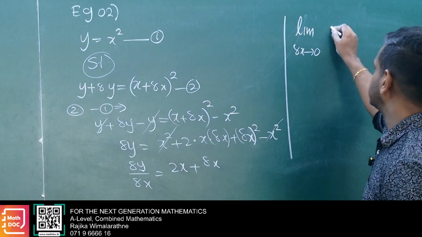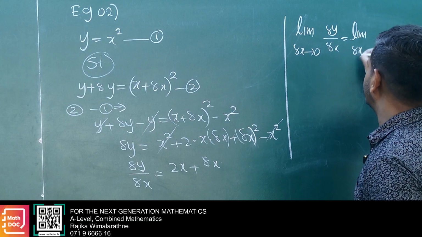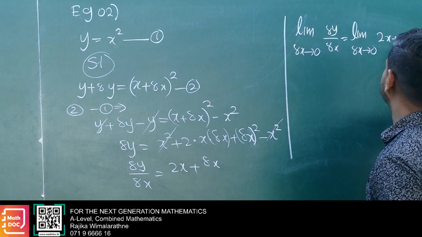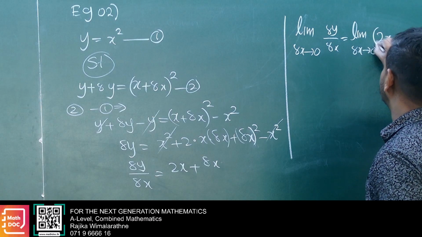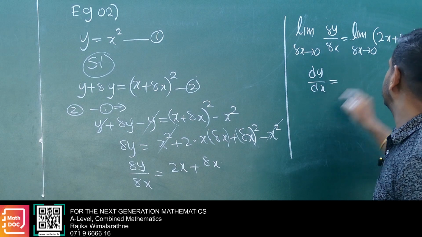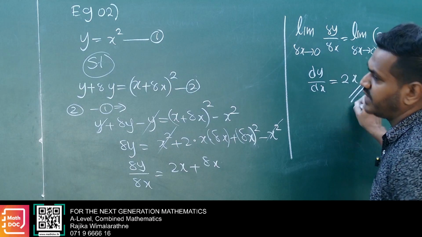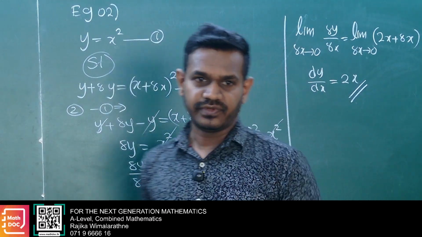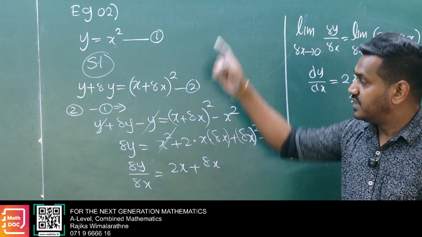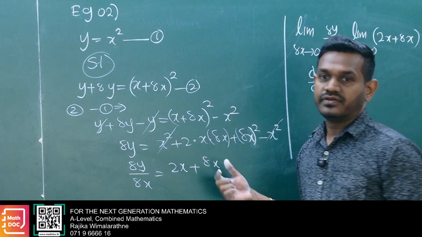Delta y over delta x equals limit delta x goes to 0 of 2x plus delta x. Then you say this is dy over dx, dy by dx. Then here delta x is 0, so the result will be 2x. Therefore, the derivative of x squared is 2x. This technique is a little hard, but we have direct techniques to differentiate functions.